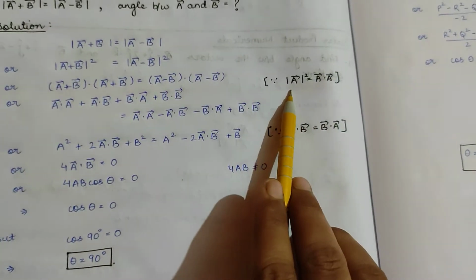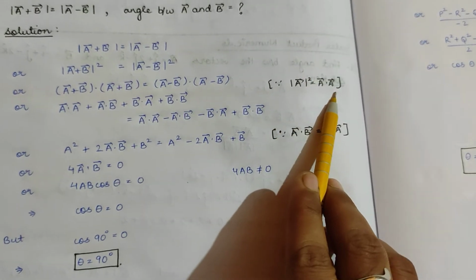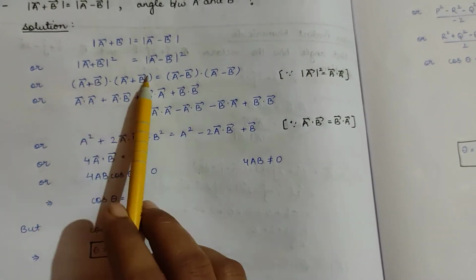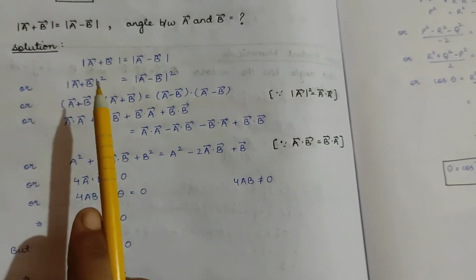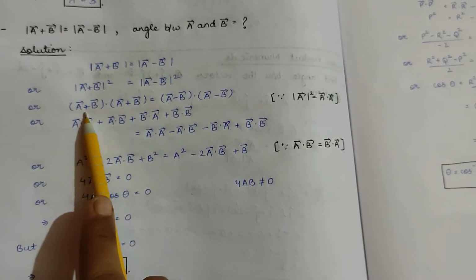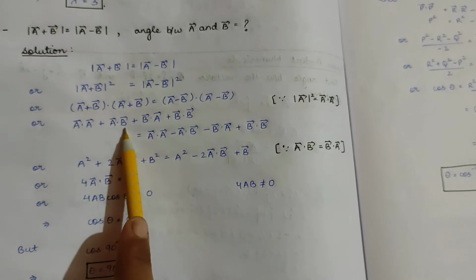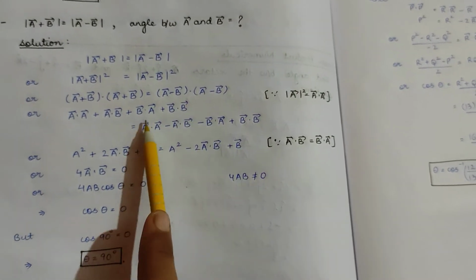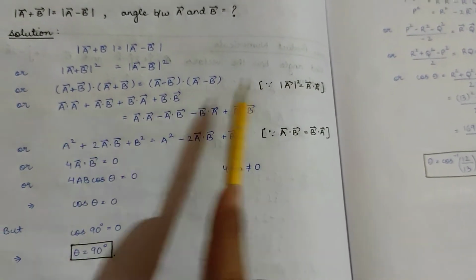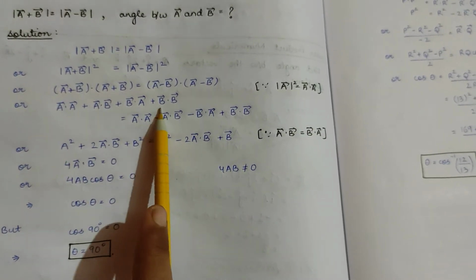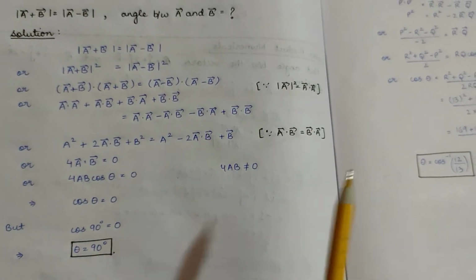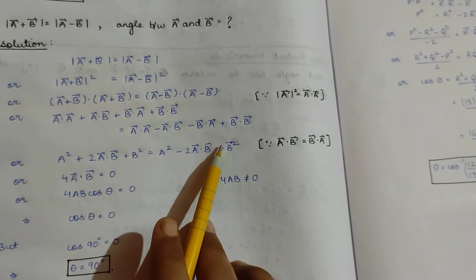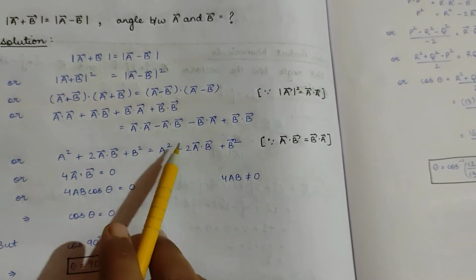Fine. Now we know that the magnitude of vector A squared can be written as vector A dot vector A. This is the property which we have used here. Okay. Now we will multiply everything and find the dot product. So vector A dot vector A plus vector A dot vector B plus vector B dot vector A plus vector B dot vector B. Similarly, we will multiply here also. Now vector A dot vector A gives us A square. Similarly, vector B dot vector B gives us B square. Fine. This is B square. Okay. So now as you can see, they both have similar signs.